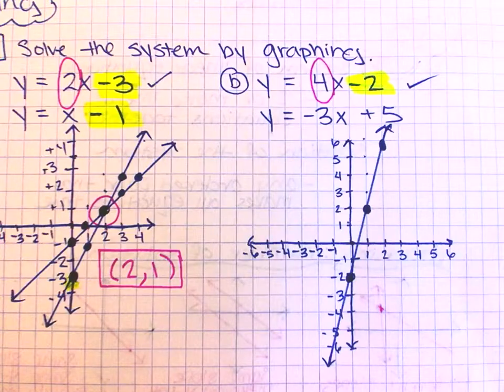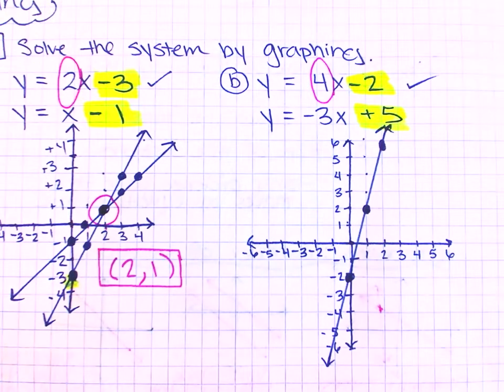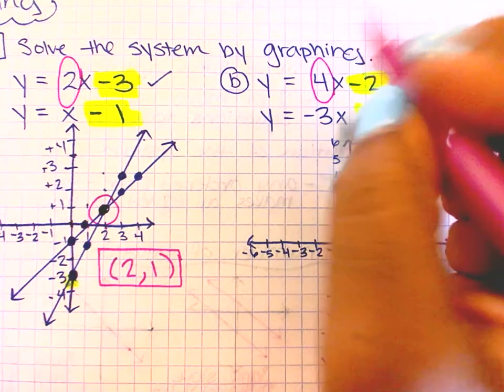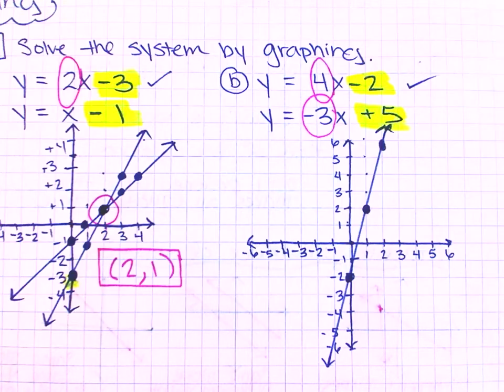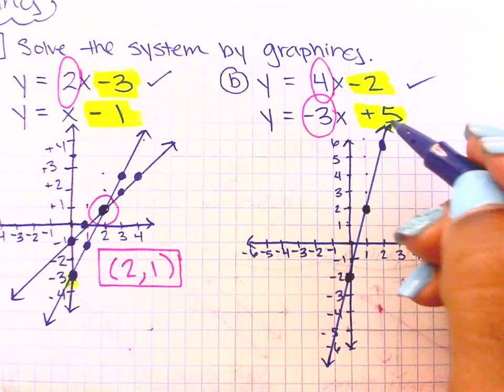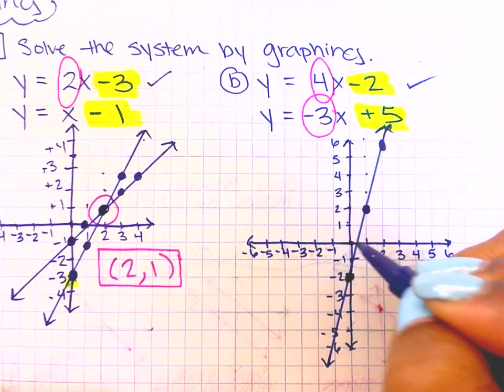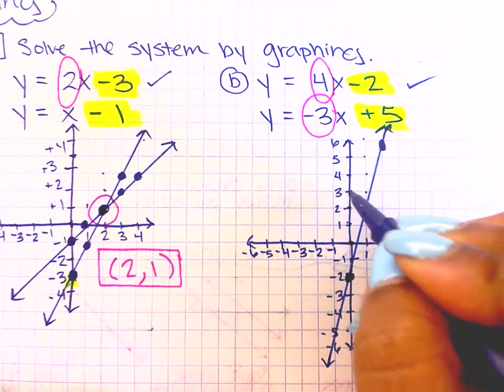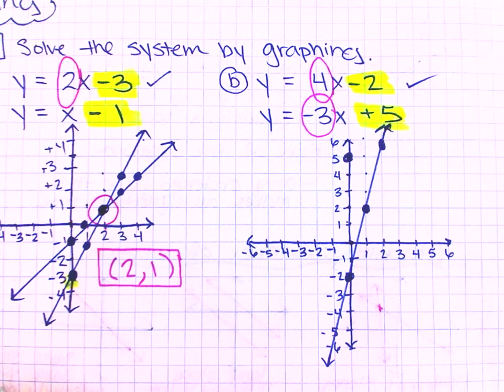My slope is negative 3 and my y-intercept is at positive 5. Negative 3 as a fraction is negative 3 over 1. So let's find the y-intercept first. It says my y-intercept is a positive 5. So I'll start from 0. I'll go up 1, 2, 3, 4, 5, put a dot. Found the y-intercept. From 0, count up 5.